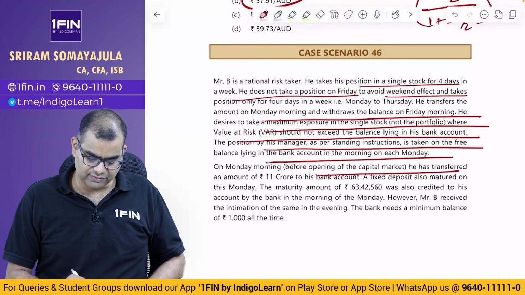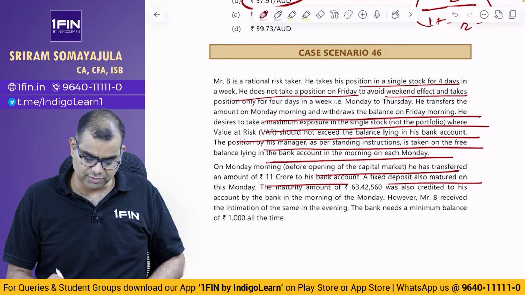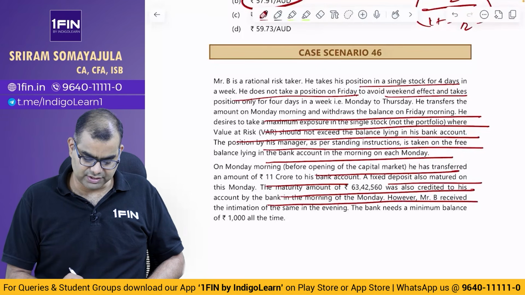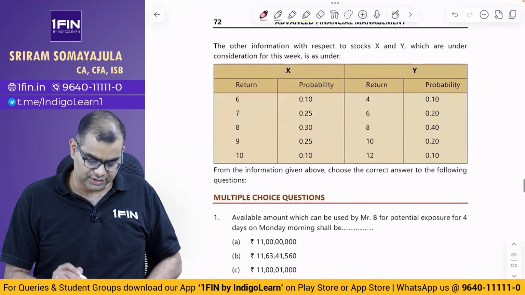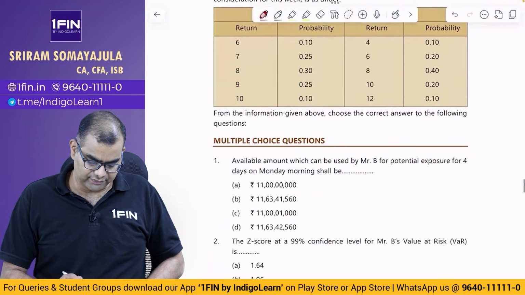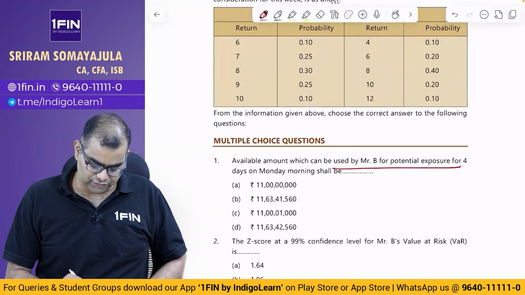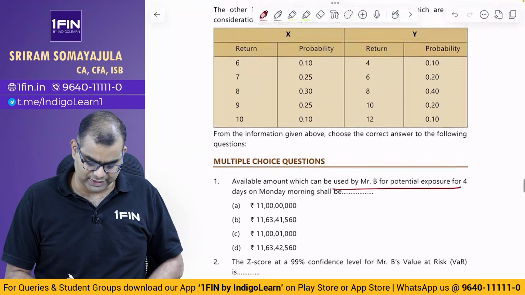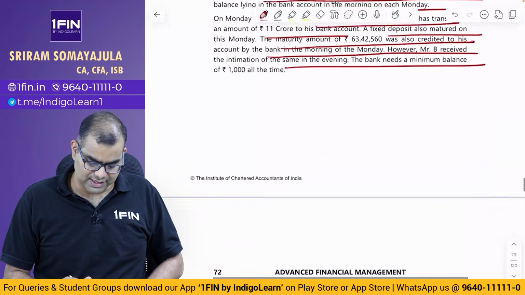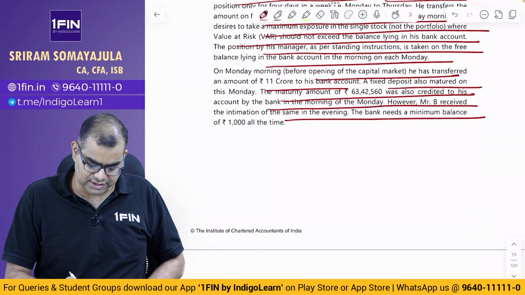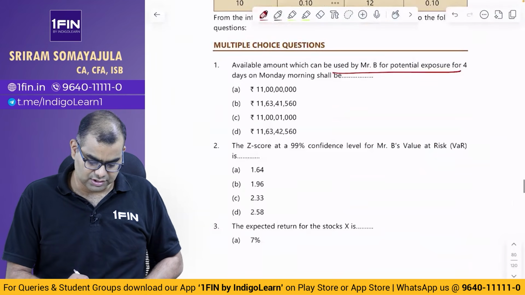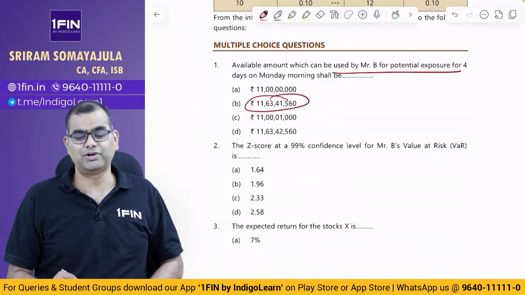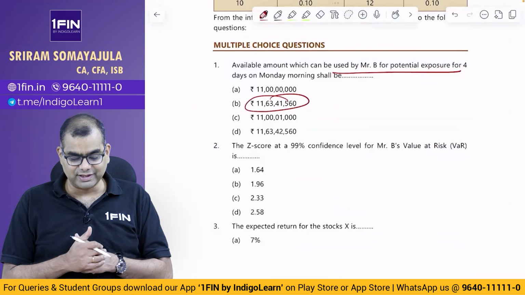Positioned by his manager as per standing instructions, taken on free balance lying in the morning. Before opening the bank account, he has transferred 11 crores to his bank account. Fixed deposit also matured. The matured amount was also credited to his account. However, Mr. B received intimation of the same in the evening. Bank needs minimum balance of 1,000 at all times. Other information. Amount available which can be used for 4 days. So, you can actually use the entire money, boss. That 11 crores and 63,42,41,560, because he has to keep 1,000. 63,41,560.